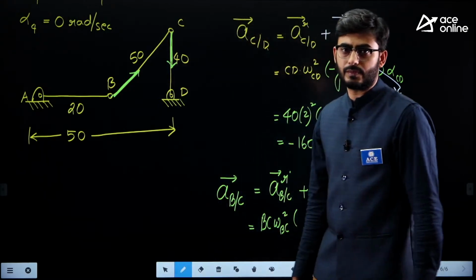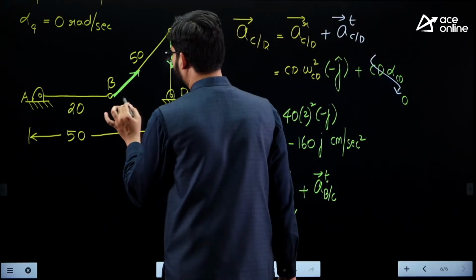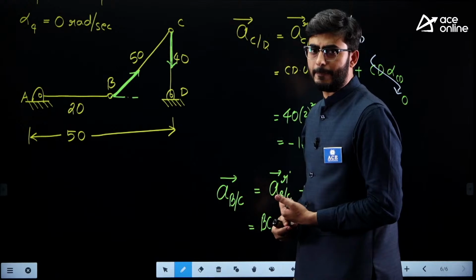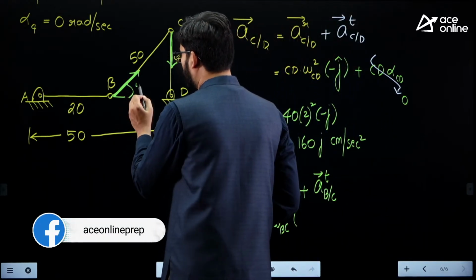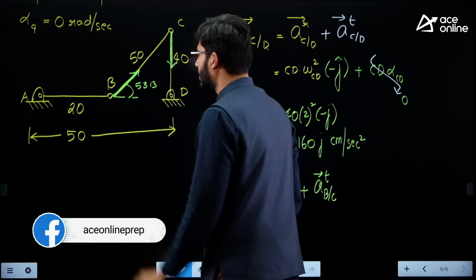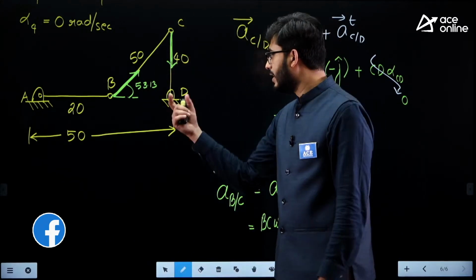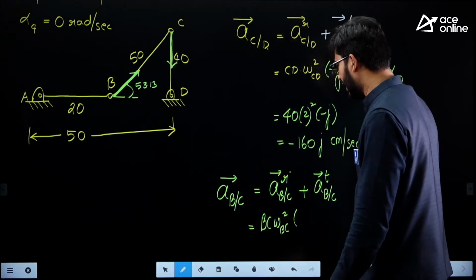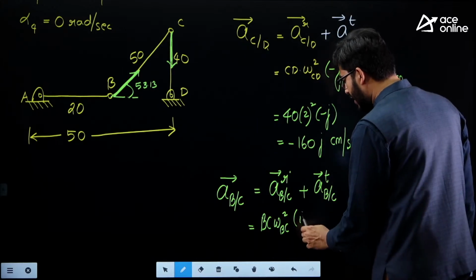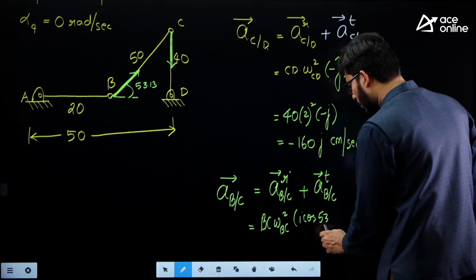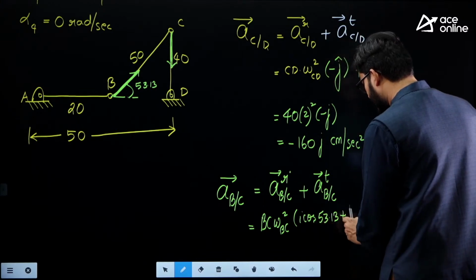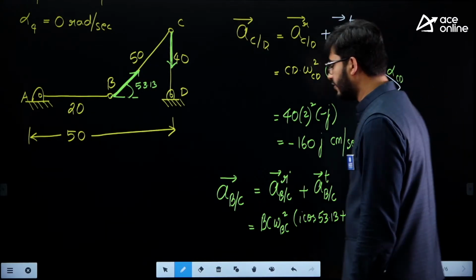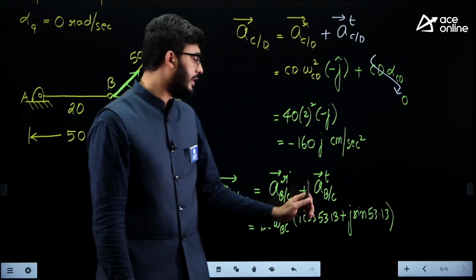It will be like this. What will be this angle, guys? Sine inverse of 40 by 50, that is 0.8, which means this will be 53.13 degrees. So it is pointing in the first quadrant. So we can write here BC into omega BC square, I cos 53.13 plus J sine 53.13. This will be the radial acceleration of BC, guys.